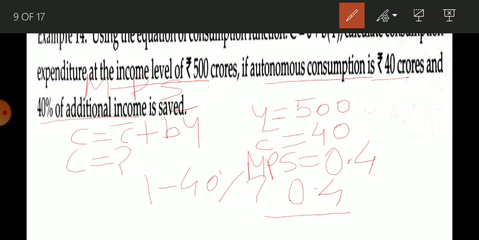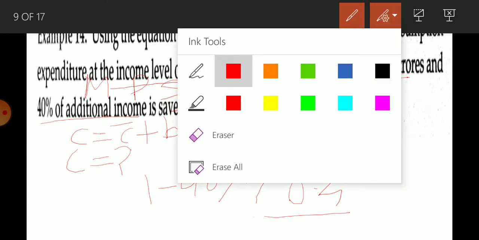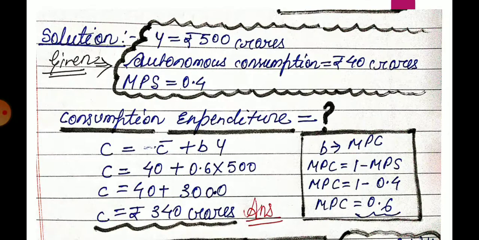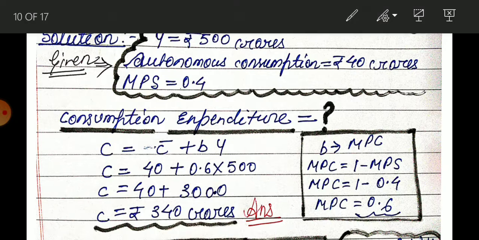Now we are going to calculate all these things. Here in the question Y is given 500, autonomous consumption is given 40, and MPS is given 0.4. The question is to find out the value of consumption expenditure. The equation for consumption expenditure is C is equal to C bar plus BY. C bar is given 40 crore, Y is given 500 crore. What we don't know is MPC.